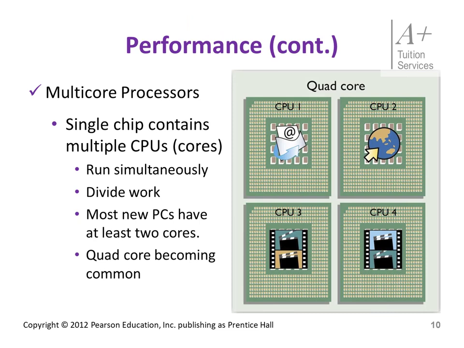And there are many processors that we need to make note of. The first one is multi-core processors. Under multi-core processors, we have a single chip that contains multiple CPUs or cores. They run simultaneously. So a multiprocessor will have four processors, as you can see on my right on your screen. You have CPU 1, CPU 2, CPU 3, and CPU 4, and they all run simultaneously and they divide the work. Most new PCs have at least two cores. Quad core is becoming common.